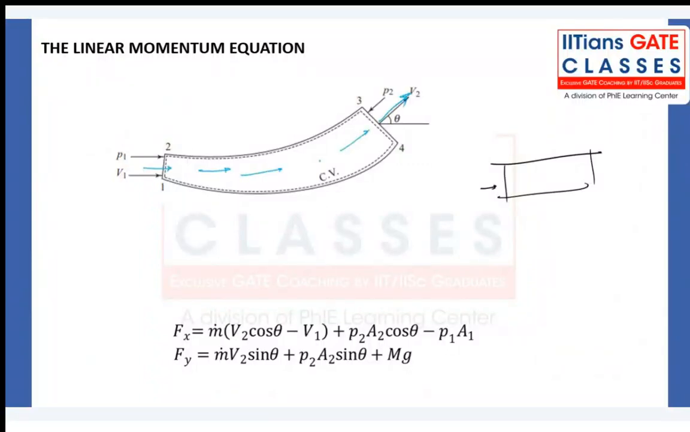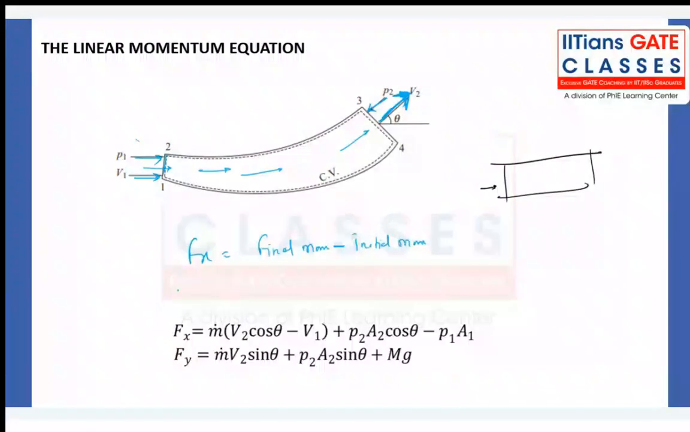and initially it is flowing at a speed of v1 with the pressure p1 acting on this control volume. Here the pressure p2 is acting, and the velocity with which it is getting out is v2, and this is the control volume we have. The forces in the x direction will be what? The rate of change of momentum in x direction, that is the final momentum minus initial momentum.